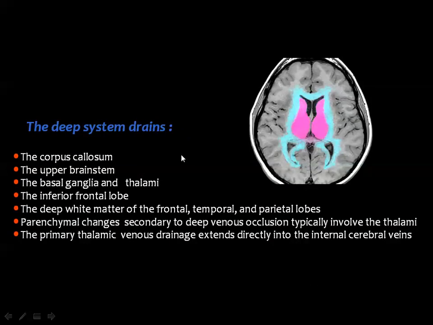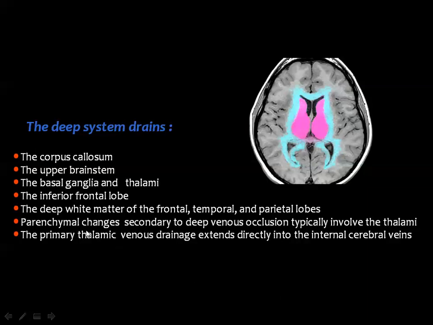The deep system drains the following areas: the corpus callosum, the upper part of the brainstem, the basal ganglia and the thalami, the inferior part of the frontal lobe, and the deep white matter of the frontal lobe, the temporal and the parietal lobe.